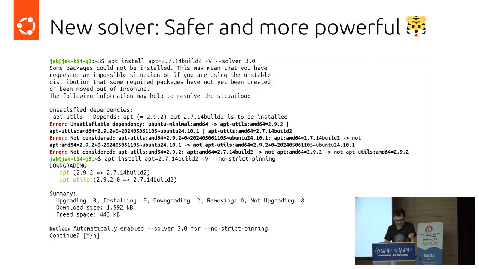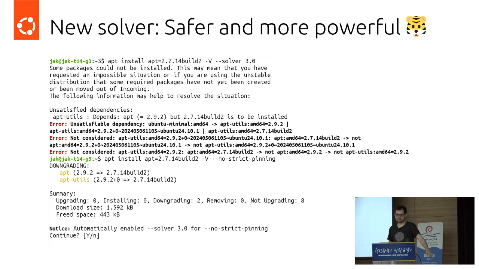And we can see that it says unsatisfiable dependency. Ubuntu Minimal depends on apt-utils. And then there should be a but somewhere. Oh yeah, none of these versions are considered of apt-utils because the selection of apt that we made prevents the selection of the version of apt-utils that are valid.